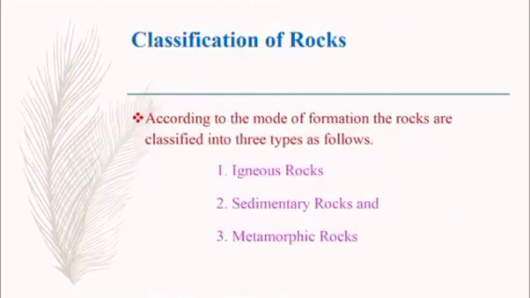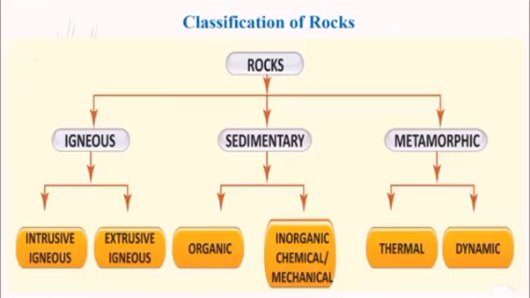Next, we are going to learn about classification of rocks. According to the mode of formation, the rocks are classified into three types as follows: igneous rocks, sedimentary rocks, and metamorphic rocks. Classification of rocks. Rocks are classified into three types like igneous rocks, sedimentary rocks, and metamorphic rocks.